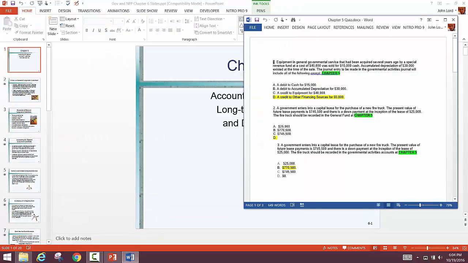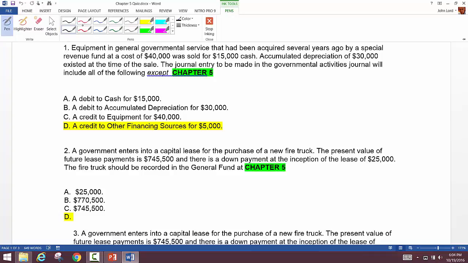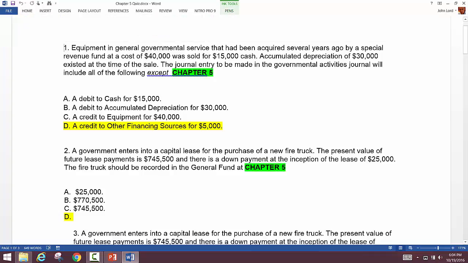Get rid of that. Here we go. Okay, good. So let's just go ahead and look at this first one now. And it says Chapter 5 in it just because that's my way of tracking what chapter I got the material from. At one point in time I put all the questions into one big file, and now I separate them by chapter. So that's the only reason that's there.